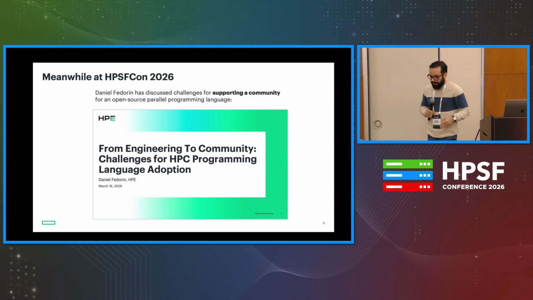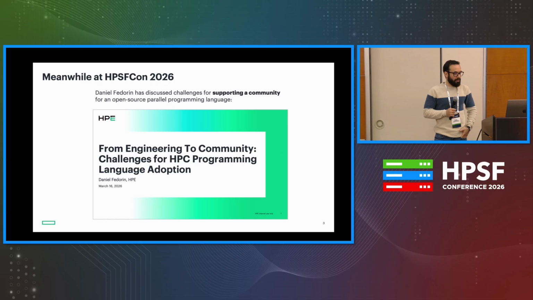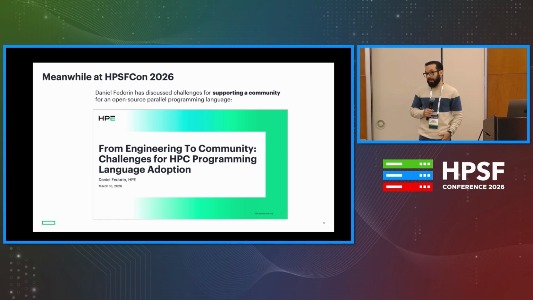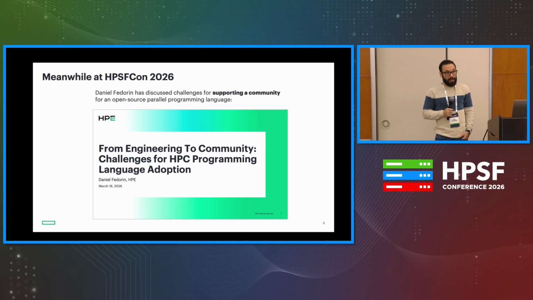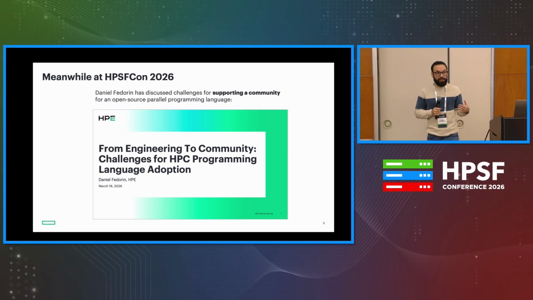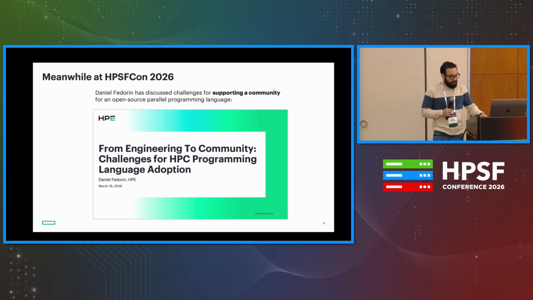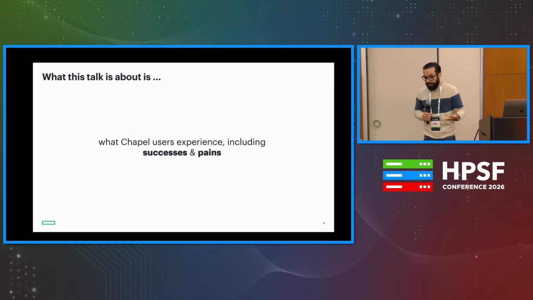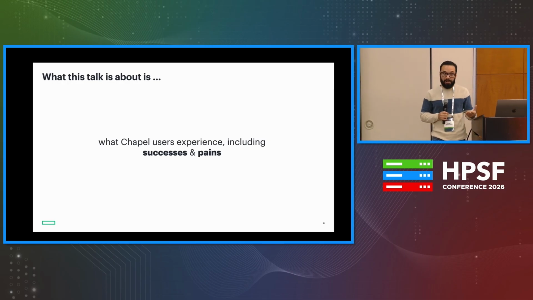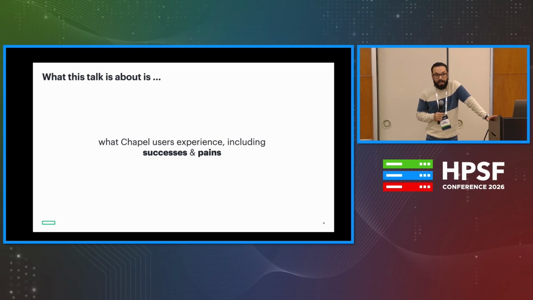So I will talk about community a little bit, but on Monday, my colleague Daniel Fedorin also gave a talk about supporting a community and challenges for adoption. That was also an interesting talk from the perspective of how to grow a community, how to foster a community for an open source project like Chapel. But my talk is related, though it's more about our existing user base. So it will be more about their success stories, their pains, and whatnot.